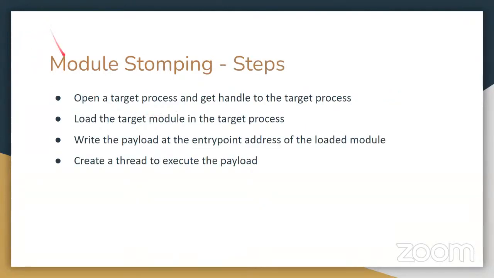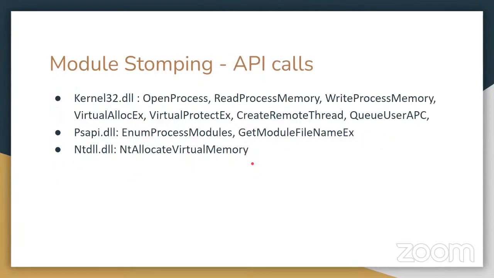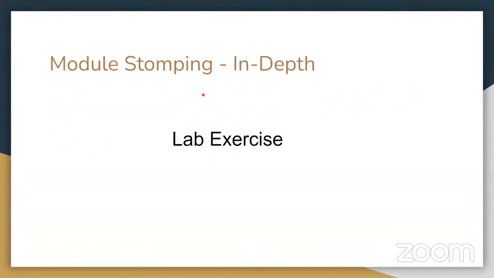So these are the steps for module stomping. First, we will get the handle to the target process, and after that, we will load our target DLL into the target process. After that, we will write our payload at the entry point address of the loaded DLL. This step is really important. After that, the thread is created, and the thread will execute our payload. So these are all the API calls that are used in the module stomping technique. Let's jump into the lab.